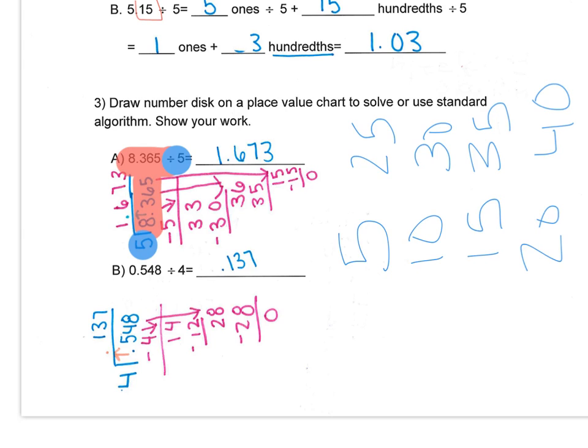B, same type of steps. Okay, you divide. How many times can 4 go into 5? 1 time. 1 times 4 is 4. Subtract, and then bring it down. Repeat those steps over and over again. Once you get the hang of division, you kind of enjoy it. I'm going to go to the next.